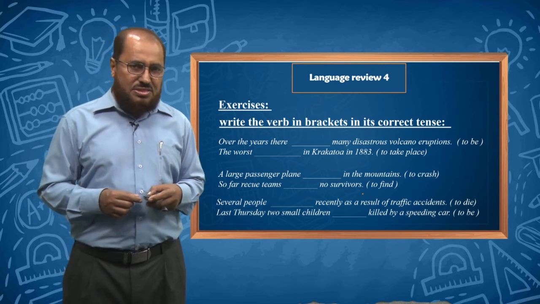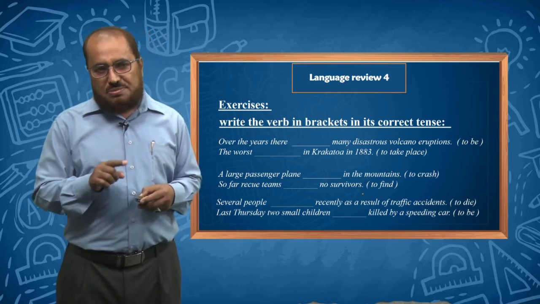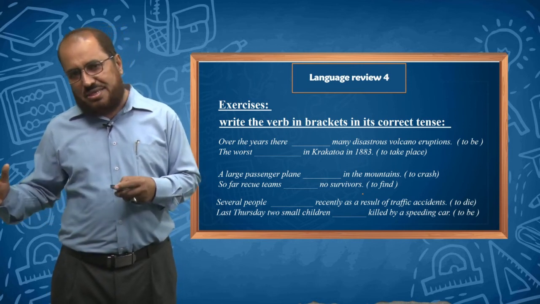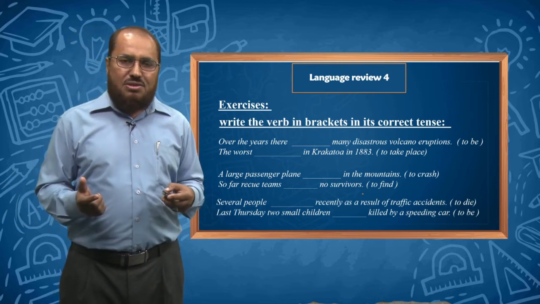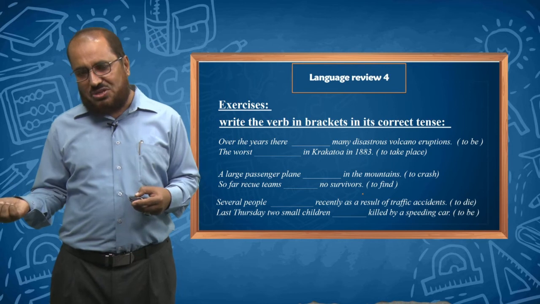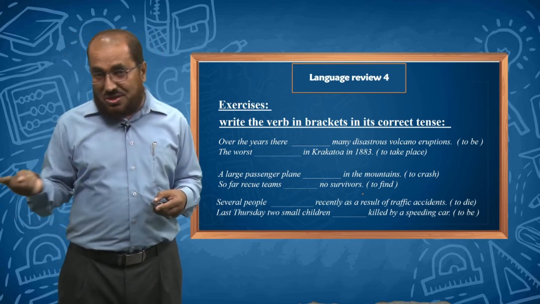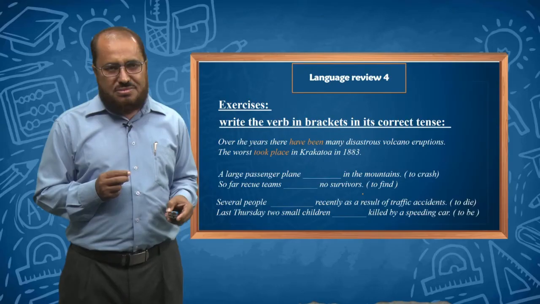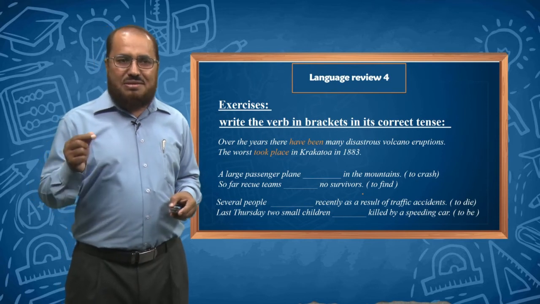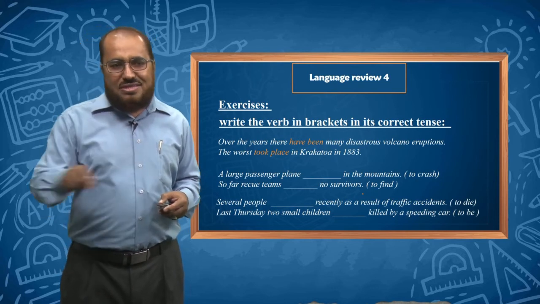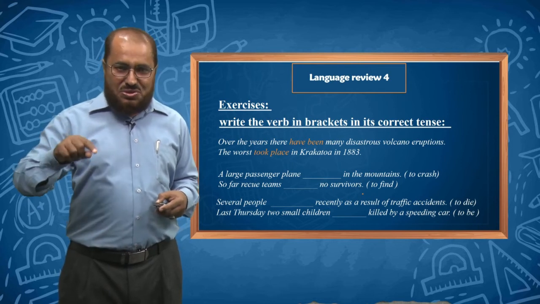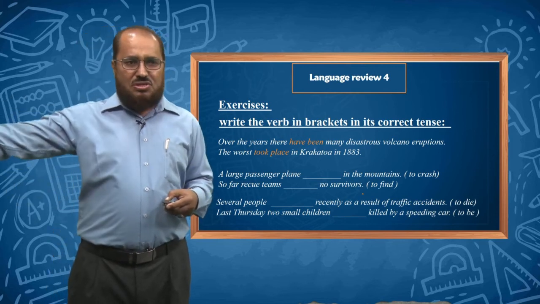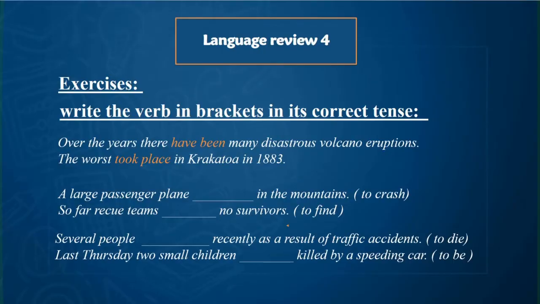The second sentence, the first verb: The worst (take place) in Krakatoa in 1883. Take place, or to take place. Which one is present perfect? Which one is past simple? Or both are present perfect? Or both are past simple? Let's check. Yes, the first one is a present perfect. Why? Because over the years here is a sign that a present perfect must be used. Something happened over the years from the past up to now. Okay?